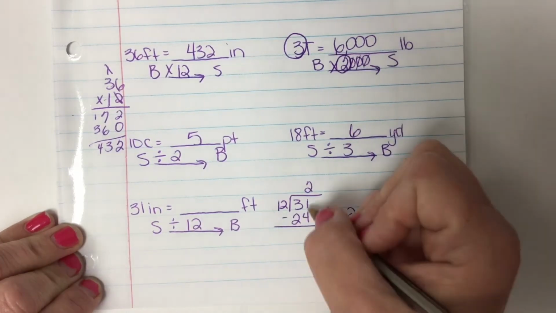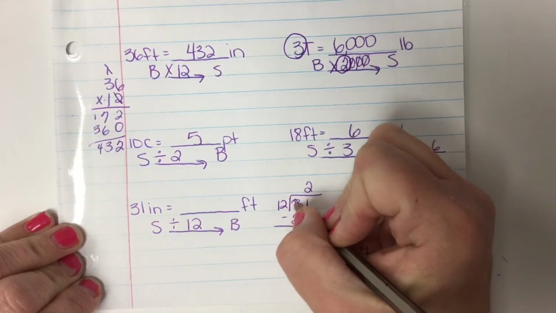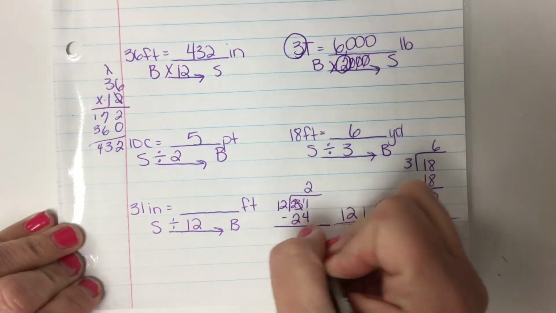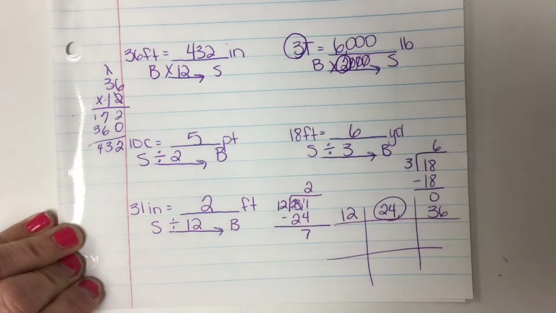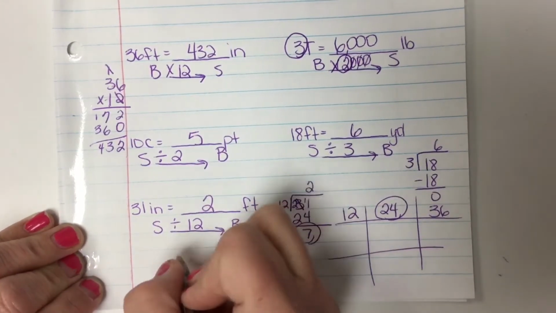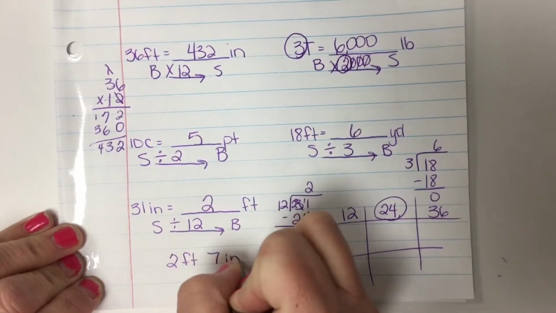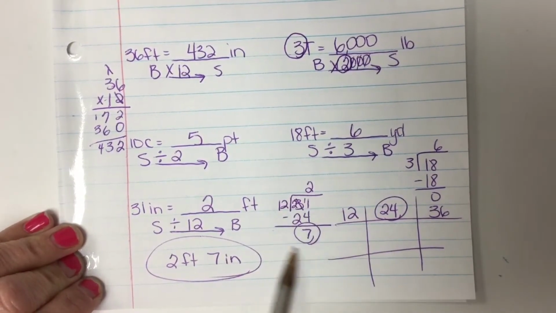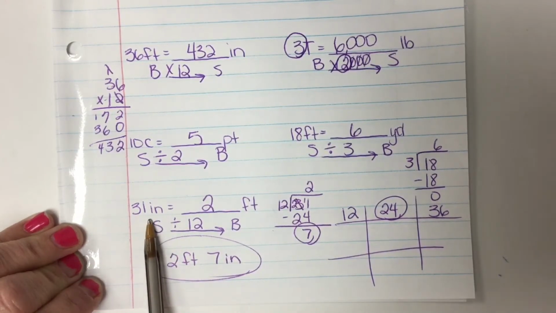And then we subtract. 1 minus 4 can't work. It would give us a negative number, so we have to borrow. 3 becomes 2. 1 becomes 11. Okay, 11 minus 4 is 7. And 2 minus 2 is 0. So that means I have 2 feet with 7 left over. So my answer is actually 2 feet with 7 inches left over. Remember, whatever your remainder is going to be is in the original measurement.